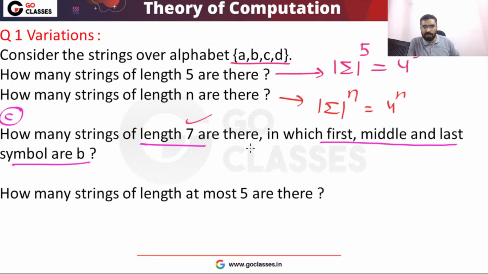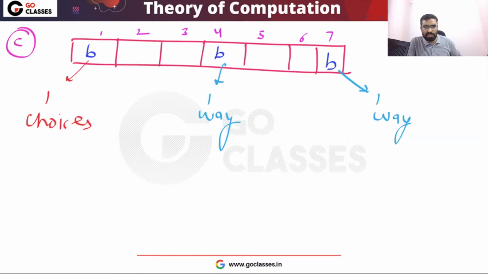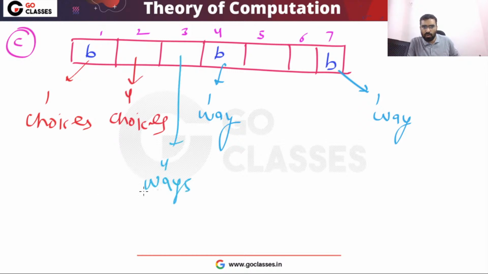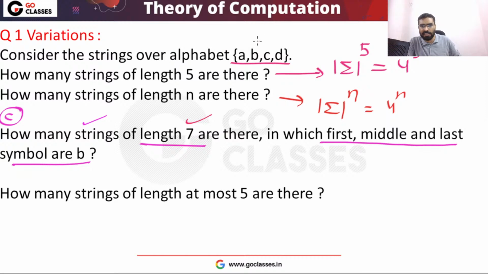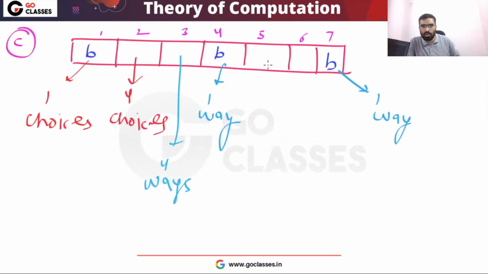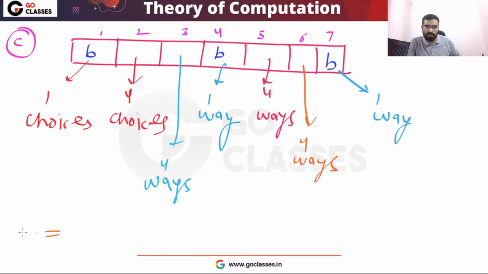But for the remaining positions, since I want strings of length 7, we have 4 choices. You can put any of the alphabet. Total alphabet size is 4: A, B, C, D. So you can put any of them. Here you have 4 ways, and again here also 4 ways. So finally your answer will be 4 power 4.